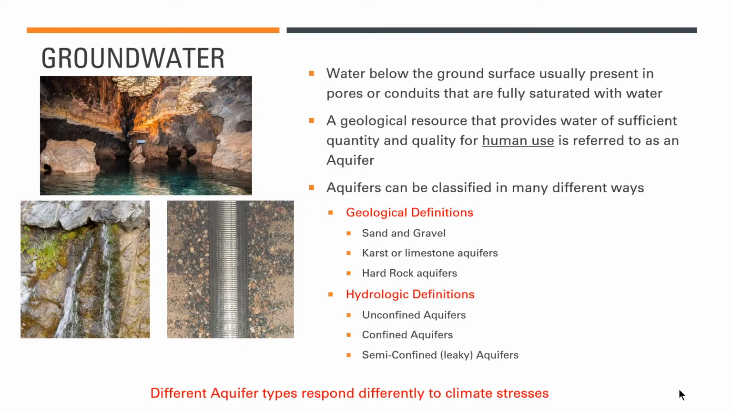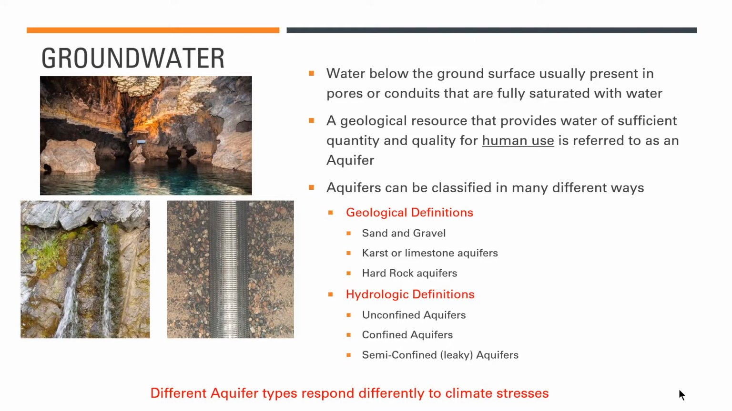So before I get into talking about climate and groundwater interactions, I just want to start off by talking about aquifers. Aquifers are essentially a geologic resource. It's a subsurface resource that provides water of sufficient quantity and quality for human use. So aquifers have a very anthropocentric definition, and they can be classified in many ways.